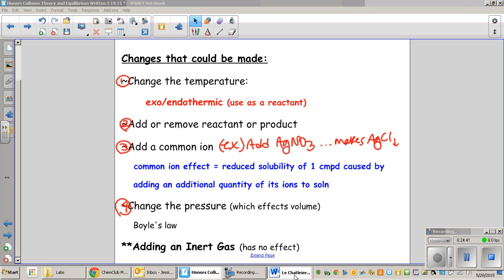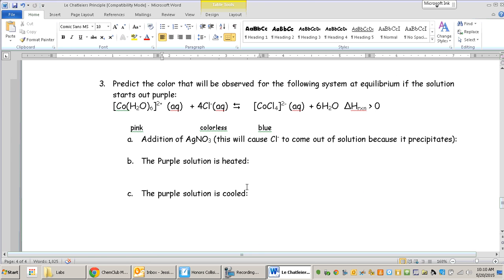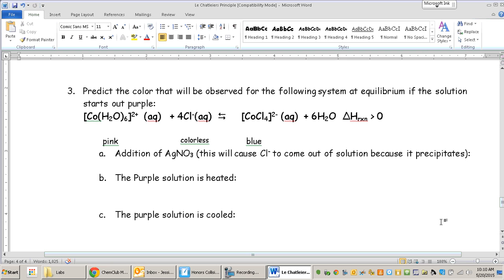If I can find my mouse, there it is. Okay. So on this one right here, you had a reactant that was pink, colorless, and then you had a product that was blue, and then water, right? And you had to say addition of silver nitrate. Silver or nitrate, neither of them are in this reaction. But silver is a heavy metal. It's very likely to form a precipitate with halides. So silver nitrate will cause chloride to come out of solution. What does that mean?